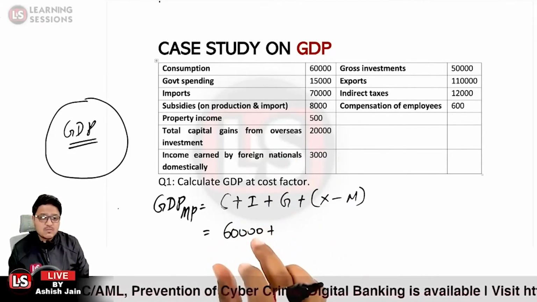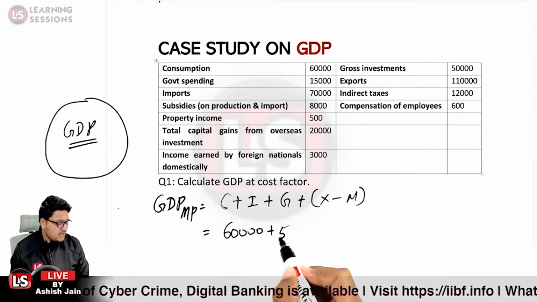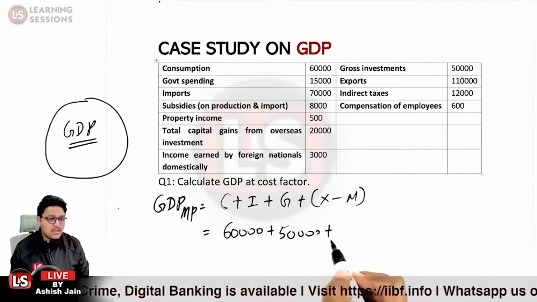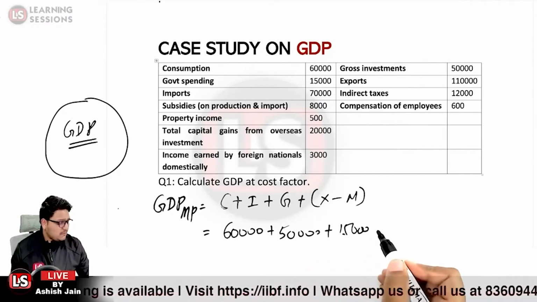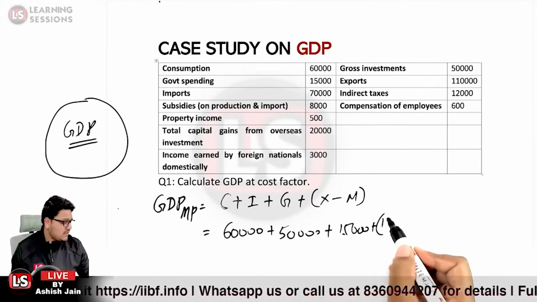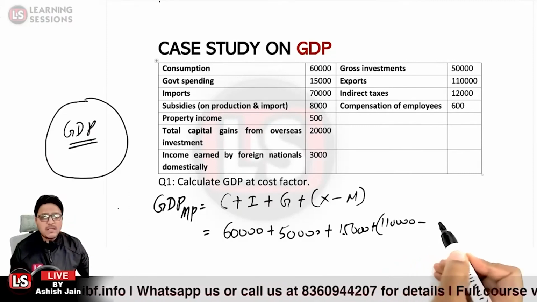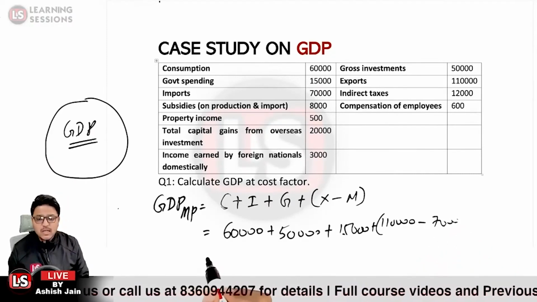So C, that is consumption, is equal to 60,000 crores. I, that is gross investment, is 50,000 crores, and G, that is government spending, is given as 15,000 crores. And for X minus M, X is basically related to exports, that is 1,10,000 crores, minus the imports, that is 70,000 crores. That is what we need to calculate right now.